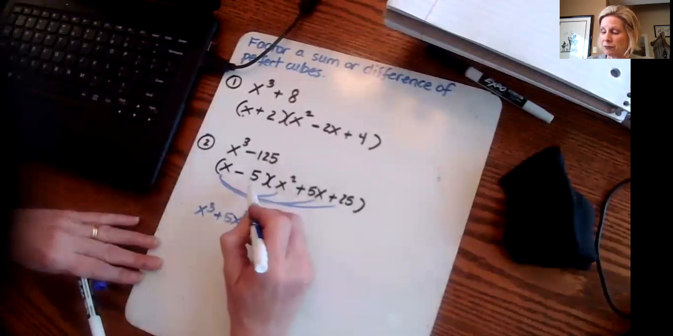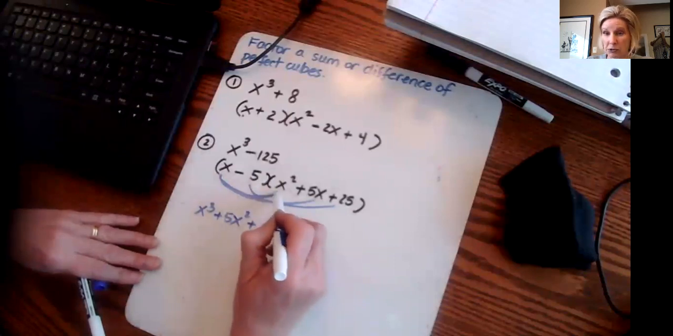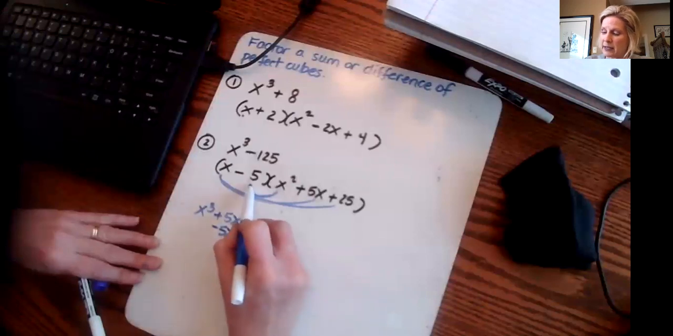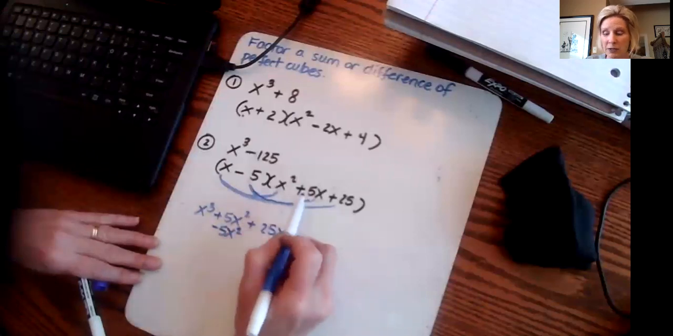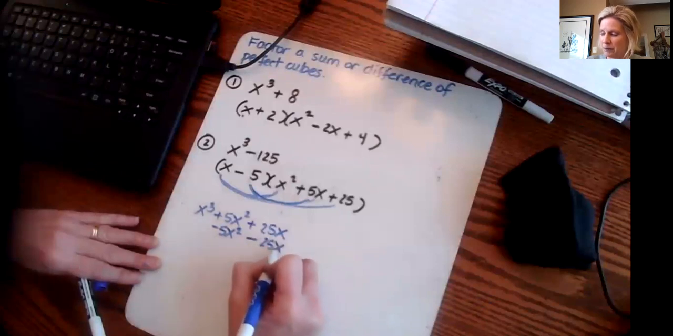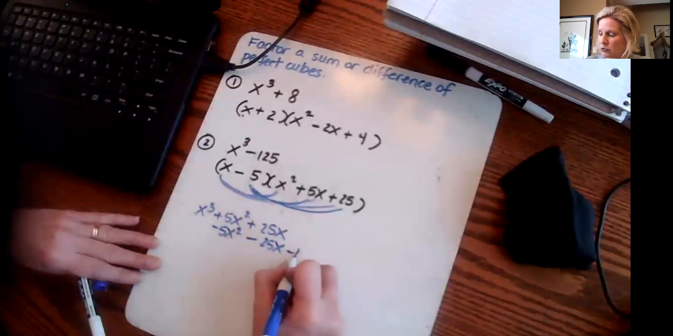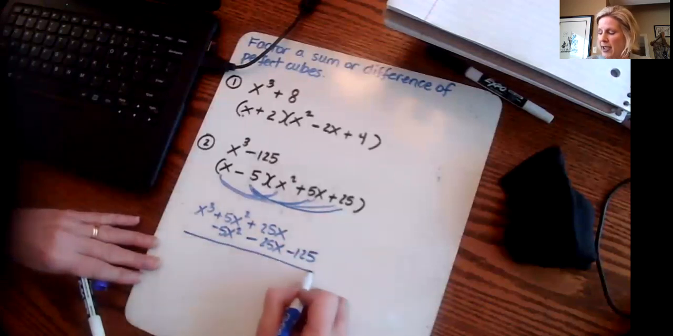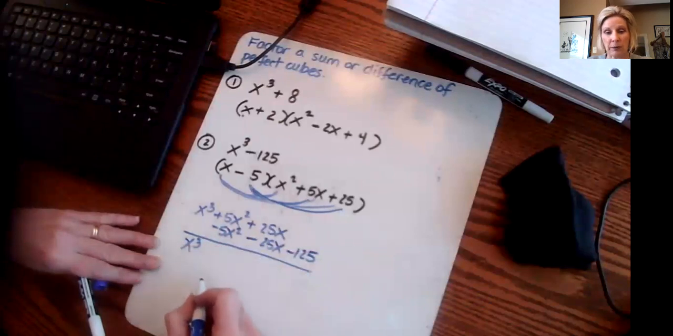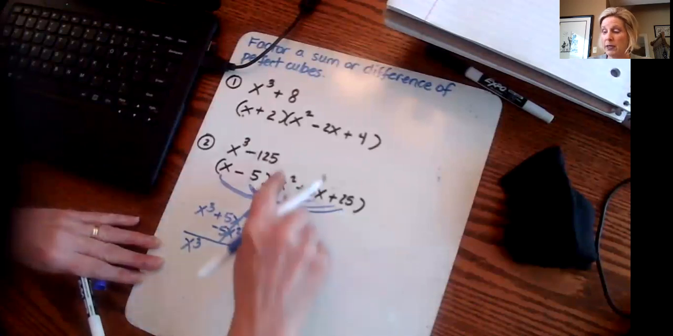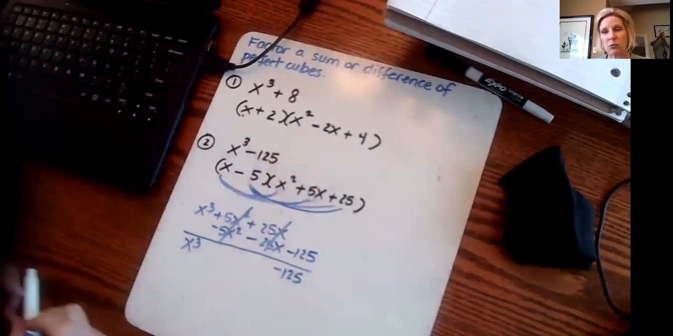Now I'm going to do negative 5 times first, which is negative 5x squared, and I'm going to stack them. Negative 5 times second would be negative 25x, and negative 5 times third would be negative 125. So when you add them, I get x cubed on the first column. These cancel on the second column. These cancel on the third column. And it's negative 125 on the fourth column. So x cubed minus 125 is what I get.